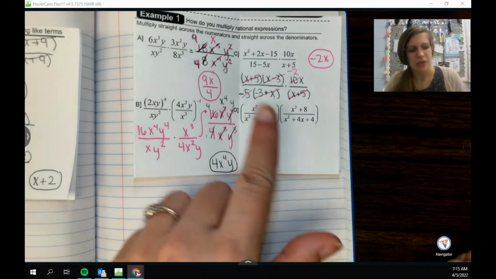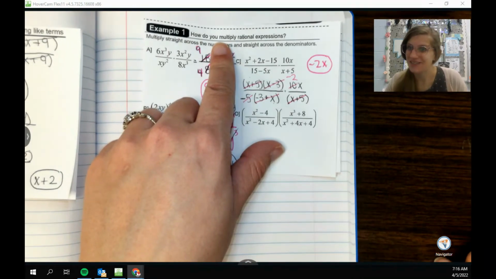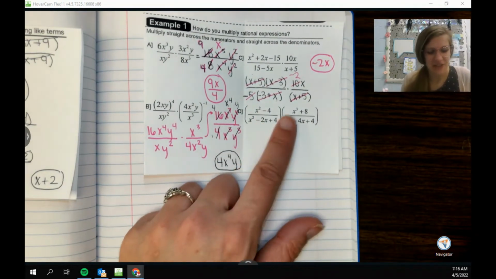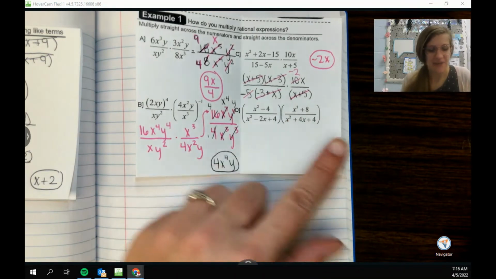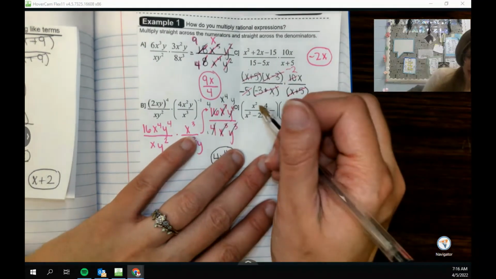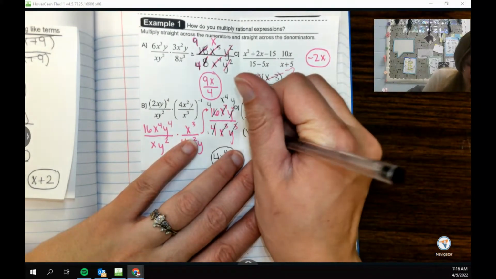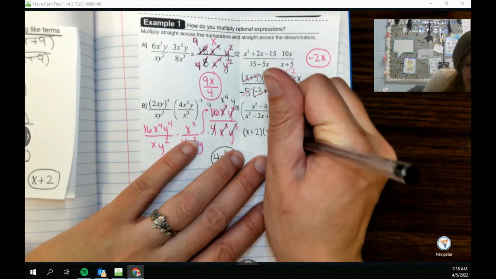Okay, last multiplication problem. I didn't even realize we're just multiplying here. So we are not factored on any of these yet, so I need to factor all 4 of these. This first one, those are some perfect squares, so we're going to be x plus 2, x minus 2.